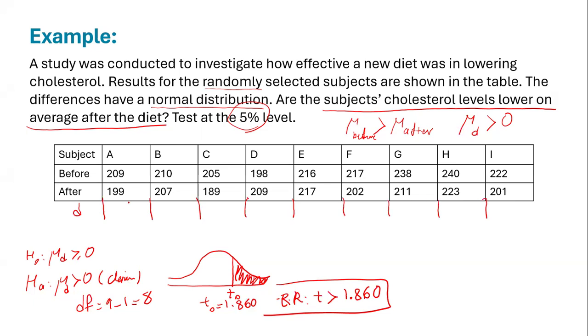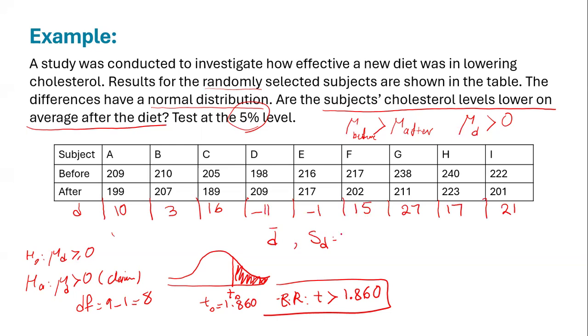What is 209 minus 199? 10. What is 210 minus 207? 205 minus 189. 198 minus 209. 216 minus 217. 217 minus 202. 238 minus 211. 240 minus 223. And 222 minus 201. After finding these d-values, you need to find the mean and the standard deviation of these values. Just put these numbers in the calculator and find the mean and the standard deviation. I'm not following those manual steps.